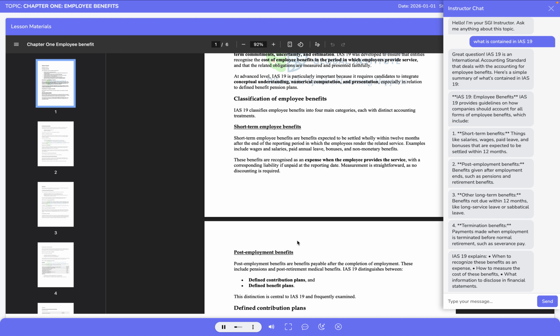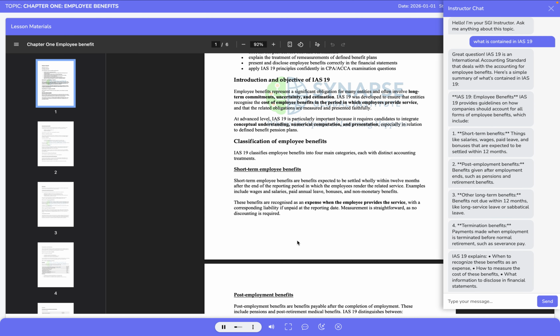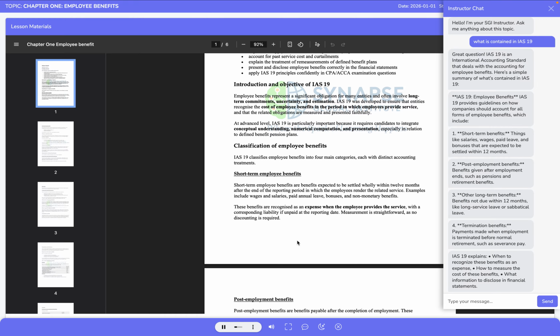The second category is post-employment benefits, which are benefits payable after employment has ended. These commonly include pensions and post-retirement medical benefits. IAS 19 makes a critical distinction between defined contribution plans and defined benefit plans, and this distinction is frequently examined.